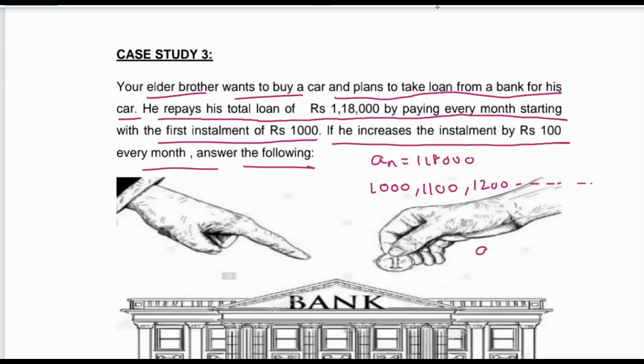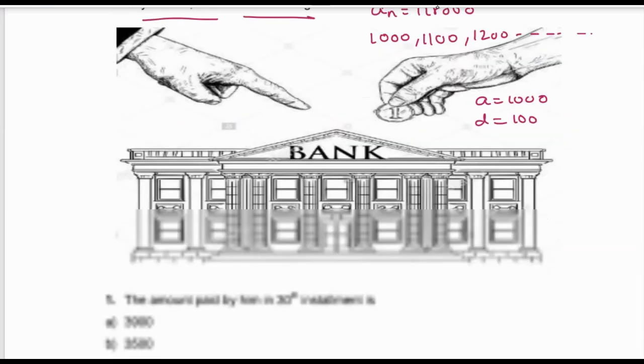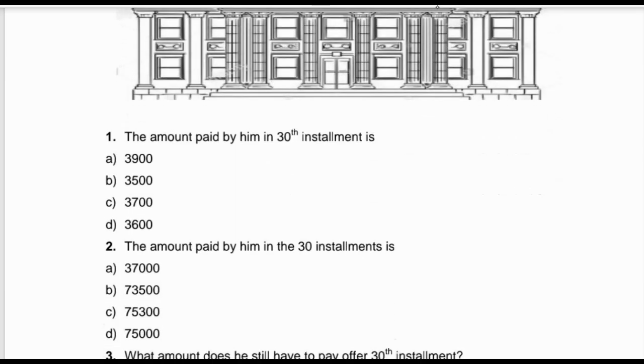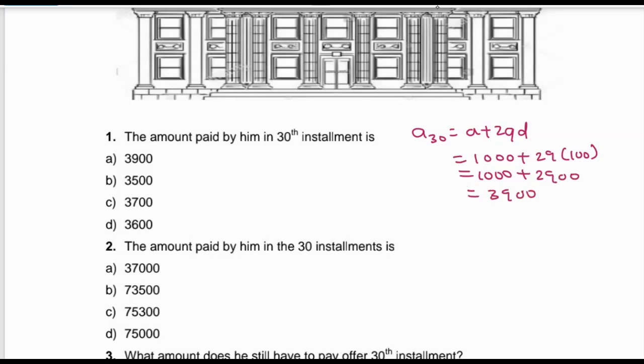So what does that mean? a is 1,000 and d is 100. Now we will find the values for the given terms. The amount paid by him in the 30th installment. So a30 will be a plus 29d. a we got as 1,000, and d is 100. So it will be 1,000 plus 29 times 100, which is 2,900. So it will be 3,900, the amount paid in the 30th installment.